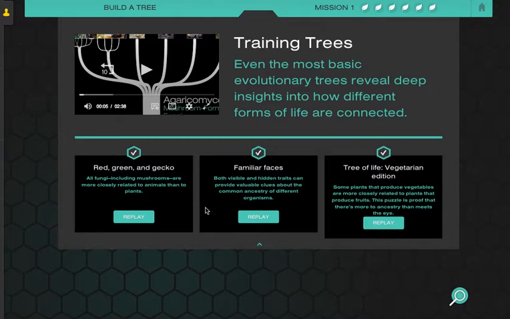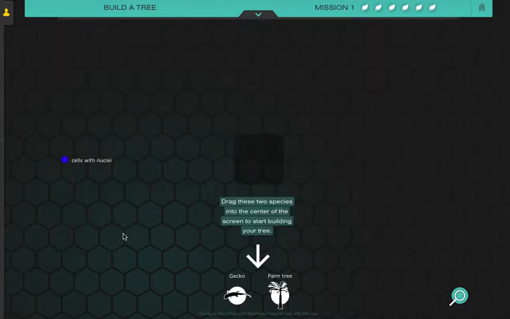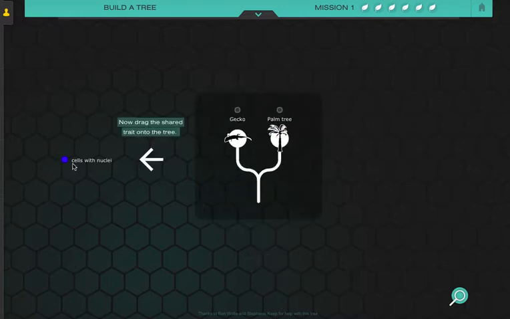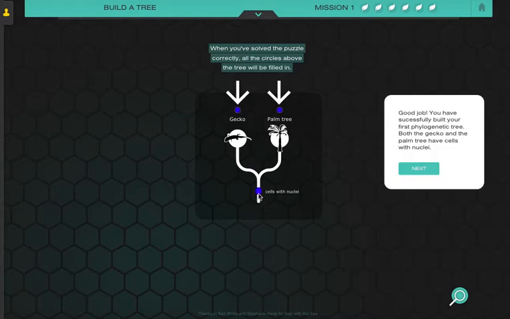Great, so we are going to start with mission 1, building a tree. I'm going to replay this. When building a tree, we're going to drag and drop our two organisms. We need to determine where this trait should go. If we place it here, we're signifying that only the gecko is going to receive that trait. If we place it here, we're signifying that only the palm tree is going to receive that trait. If we place it in the center, we're signifying that it's going to go to both of them because the trait has been placed before this divergence. So that's a really simple one.